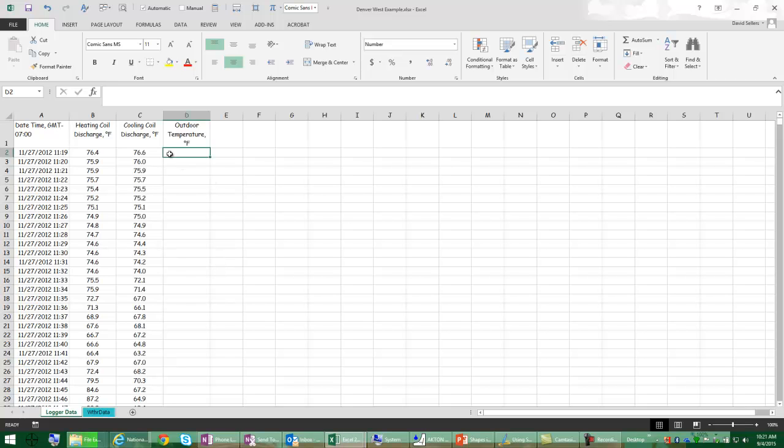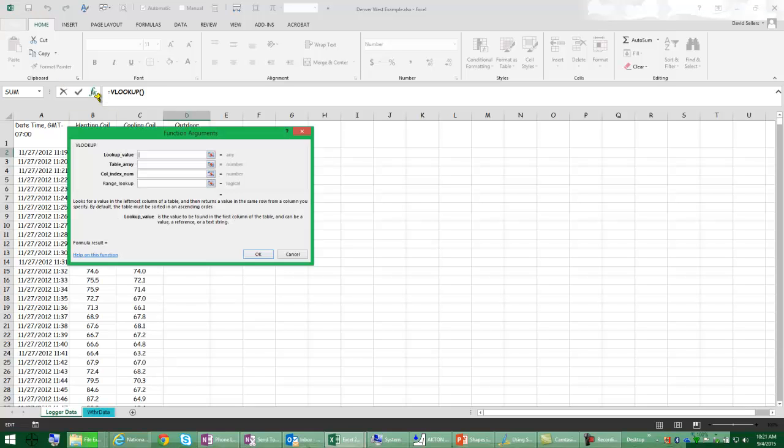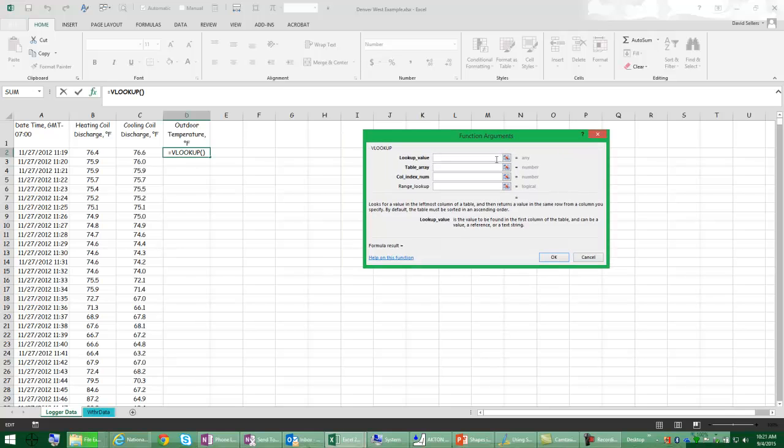So how I do it is I get in that cell and I say equals VLOOKUP. So there that function comes up. I pick it, double click on it, and that lets me use this to pick the data. And it says, well, what do you want to look up? Well, what I want to look up is that date and time, okay? And then the table or array, that's where you want to look it up.